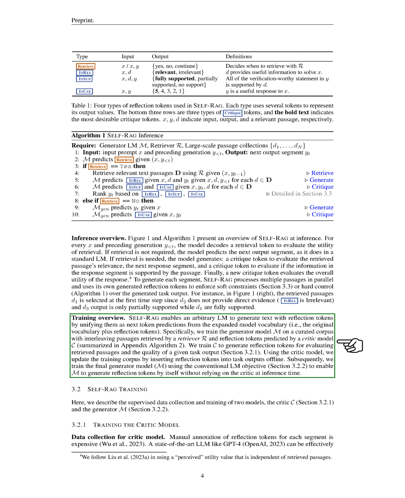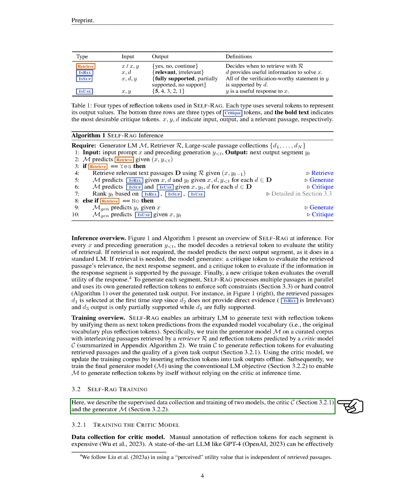Using the critic model, we update the training corpus by inserting reflection tokens into task outputs offline. Then, we train the final generator model using the conventional language model objective to enable it to generate reflection tokens by itself without relying on the critic at inference time. We also describe the supervised data collection and training of two models, the critic and the generator.